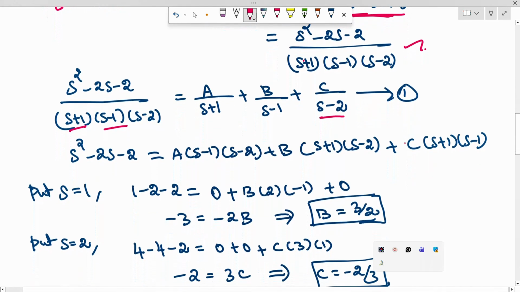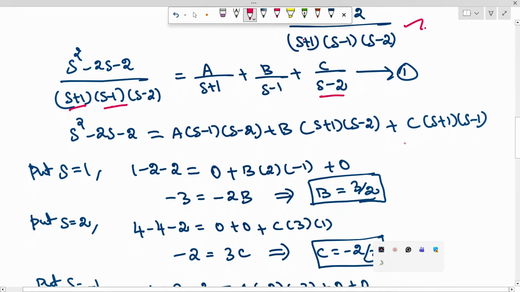Now we are going to calculate a, b and c values. What is our left hand side value? That is our numerator term, s square minus 2s minus 2, equal to a into s minus 1, except this s plus 1, we have to write the remaining terms, s minus 1 into s minus 2, plus b into, except this s minus 1, s plus 1 into s minus 2, plus c into, except this s minus 2, write s plus 1 into s minus 1.